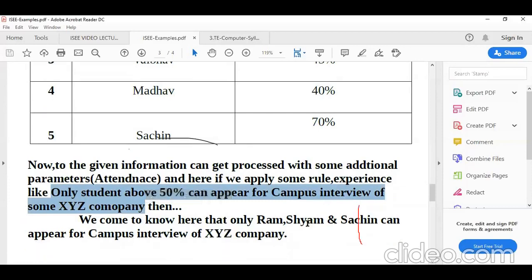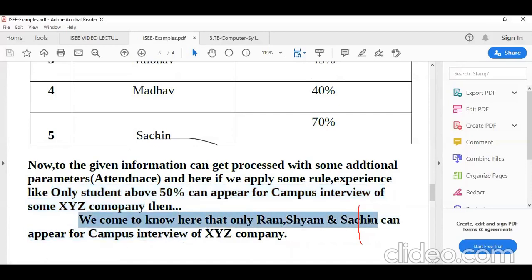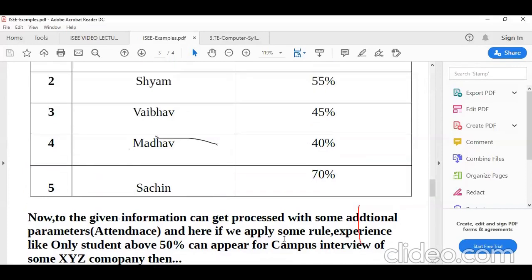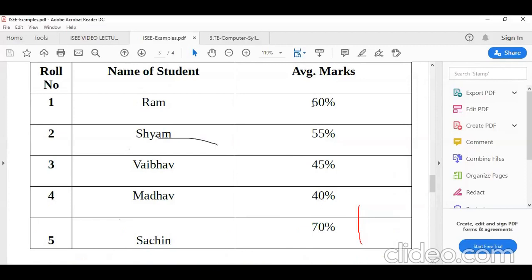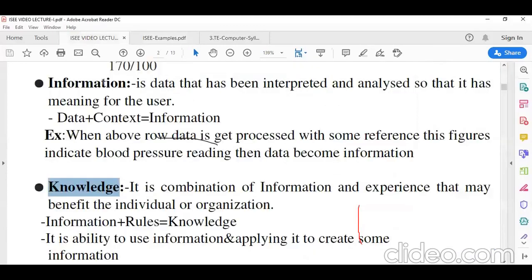After applying that rule, what do we get to know? We came to know that only Ram, Shyam and Sachin can appear for the campus interview of XYZ company, because only Ram, Shyam and Sachin have marks above 50%. Got the second example? Yes, sir. So that is nothing but the exact.